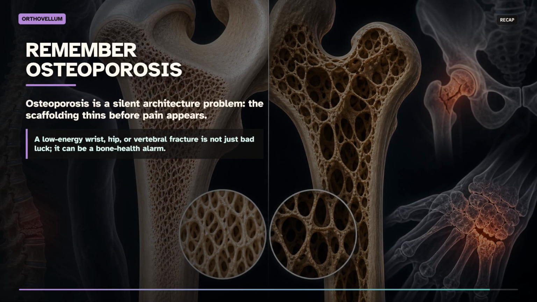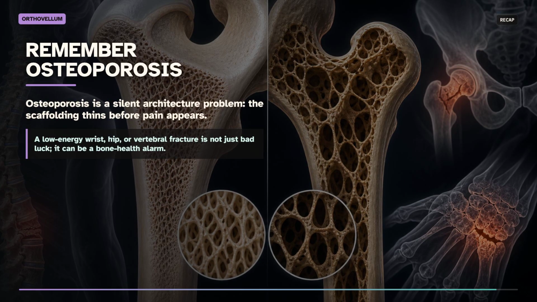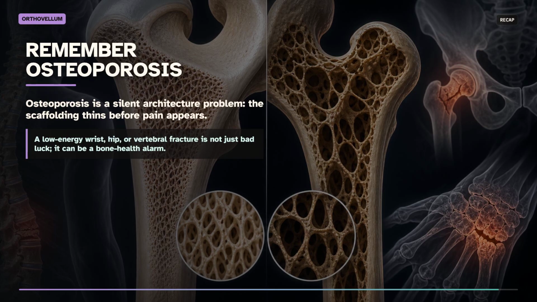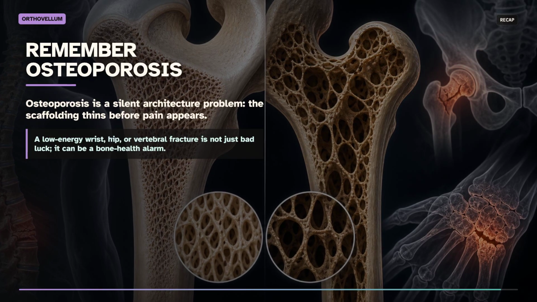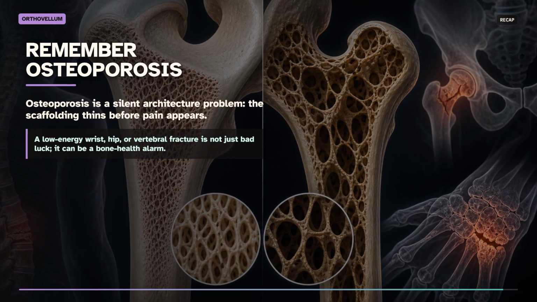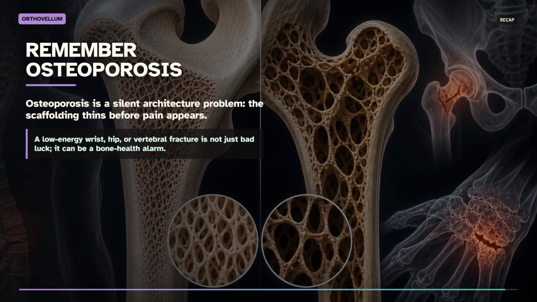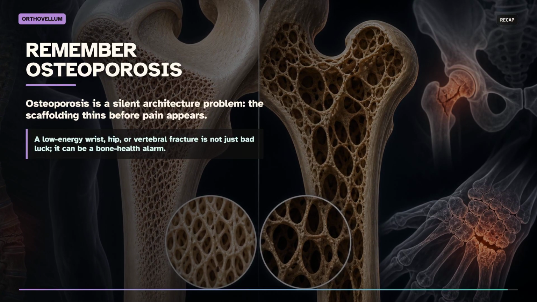The take-home model. Osteoporosis is a silent architecture problem. The scaffolding thins before pain appears. If you remember only one thing, remember this. A low-energy wrist, hip, or vertebral fracture is not just bad luck. It can be a bone health alarm.